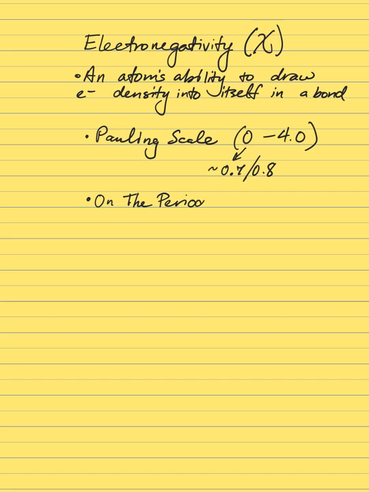This electronegativity value is on your periodic table, the periodic tables that I said we would be using all semester, those bright orange ones that you have. In the box on your periodic table, in the corner here, there's going to be a number somewhere between around 0.7, 0.8, and 4.0. That is the electronegativity number.